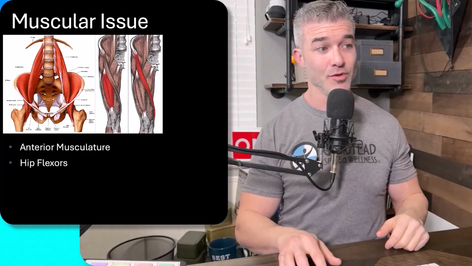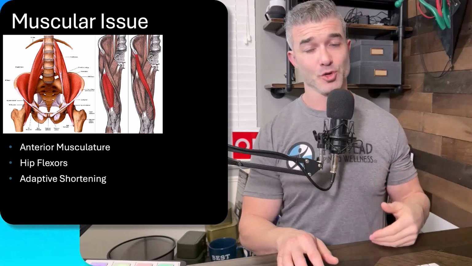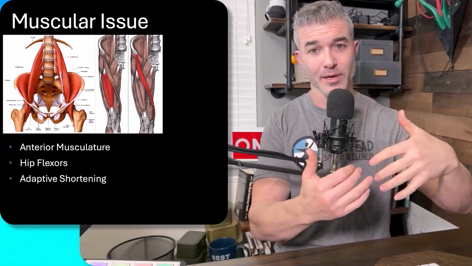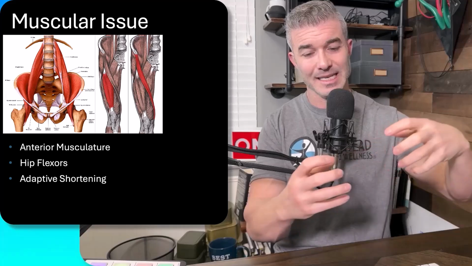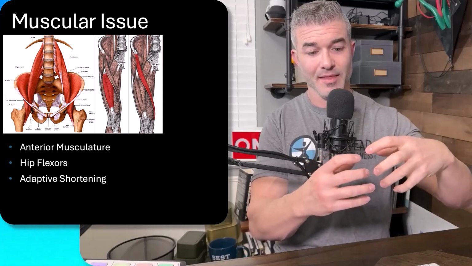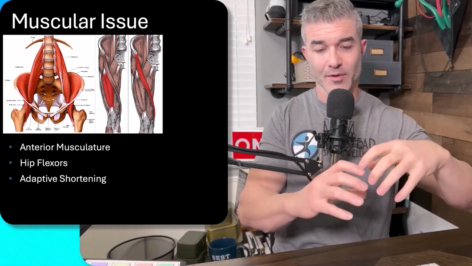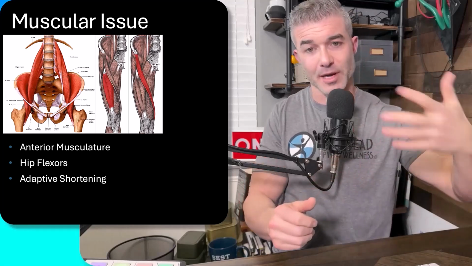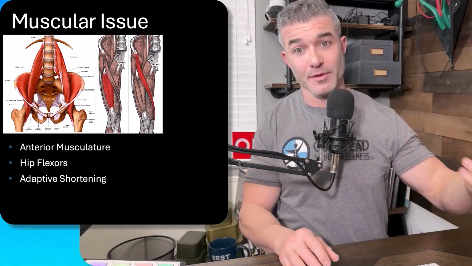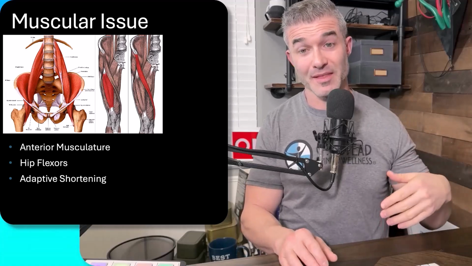And that whole issue there is called adaptive shortening. If they're in a shortened position for prolonged periods, those muscles have a tendency to stay short. And then when you get up and walk and move around, it puts a stretch on them and can create pain. You have pain in that area. Another issue though in those hip flexors is that they can be weak.